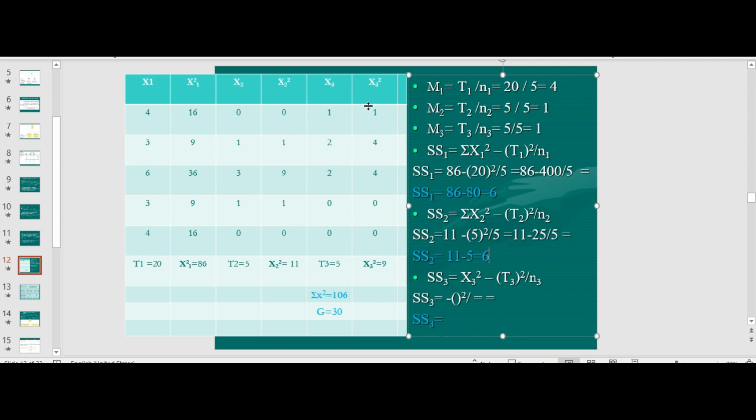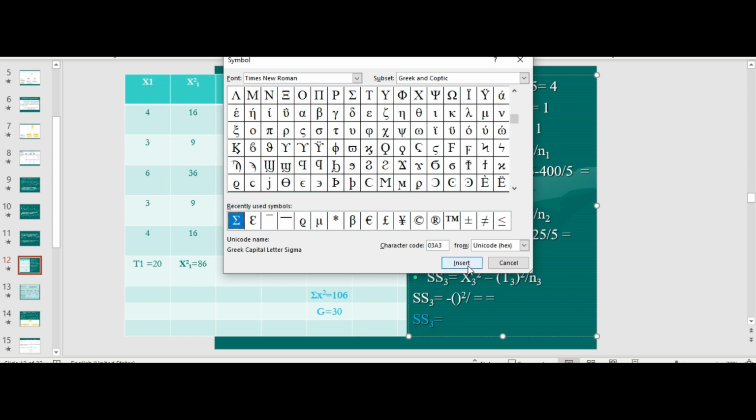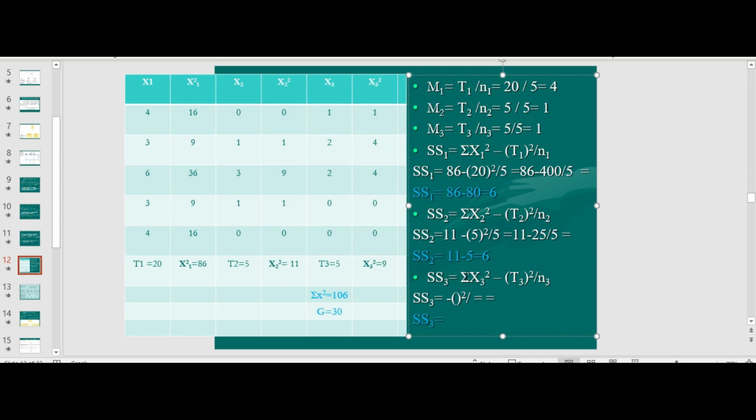We also calculate the SS for group 3 or the sample 3, and we'll use the summation sign here, and summation x3 square is equal to 9, and T3 is also 5, and divided by 5, which is equal to 9 minus 25 by 5, and 9 minus 5 is equal to 4. Okay, SS1 is 6, SS2 is 6, and SS3 is 4.